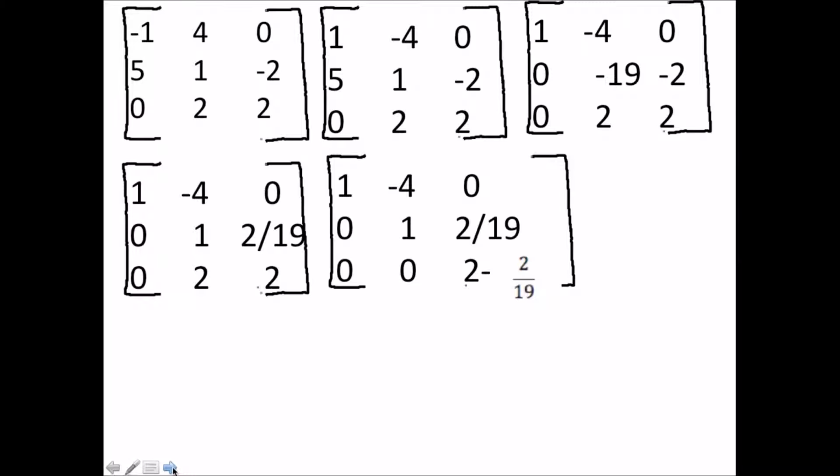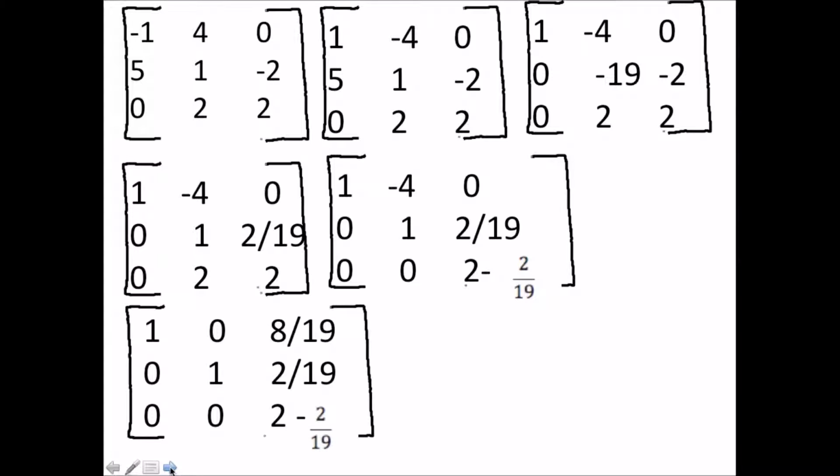From there, our goal is to knock out the -4 and the 2 above and below the 1. We're going to start off by knocking out the 2 below. We know if we multiply by -2 in the second row, we can then add it to the bottom row. We then want to knock out the -4. We can multiply by 4 and add it to the top row.